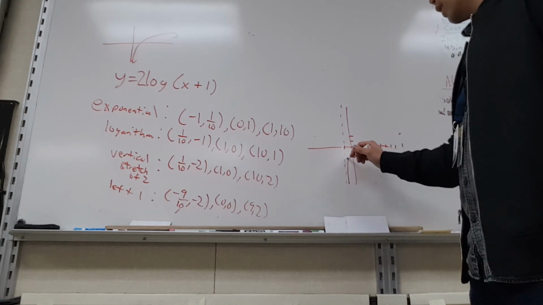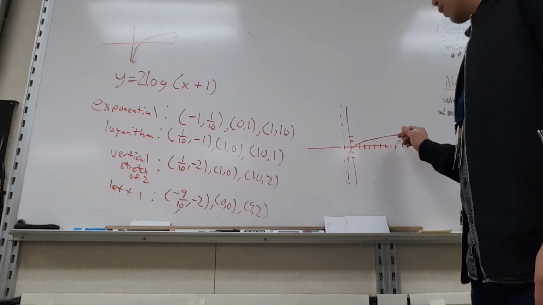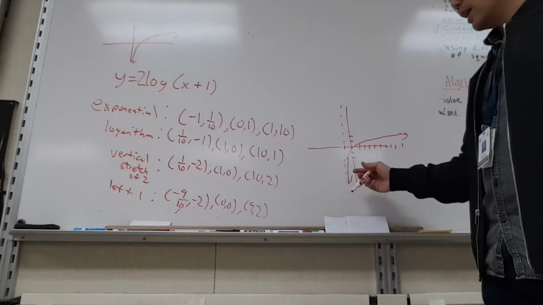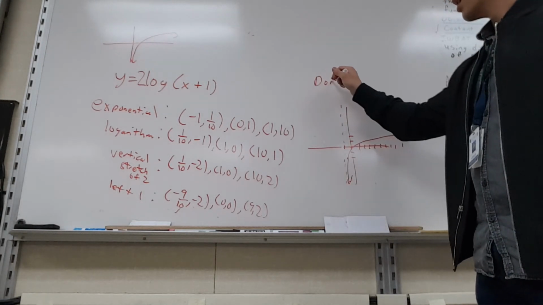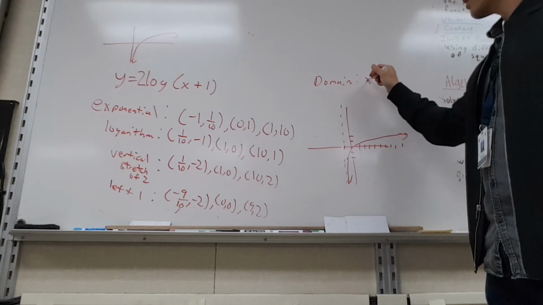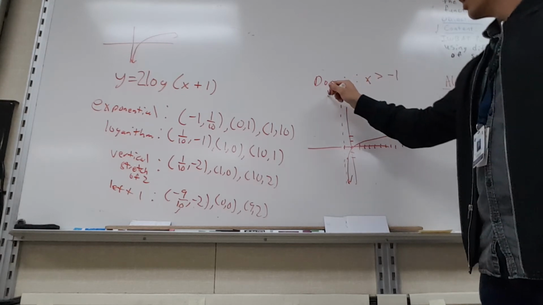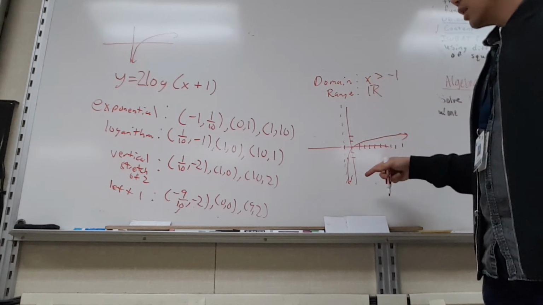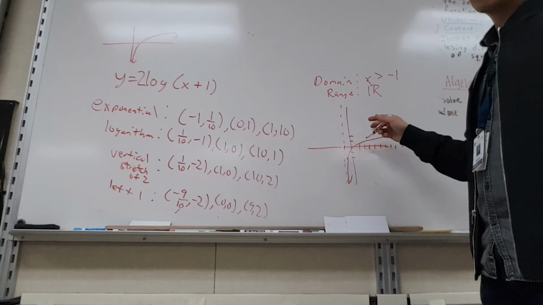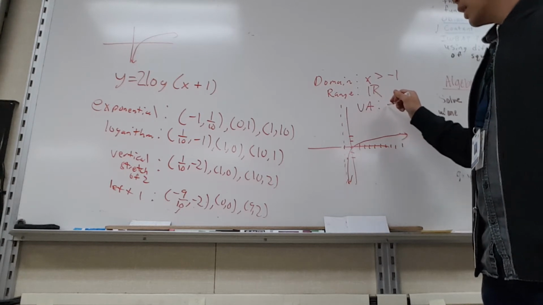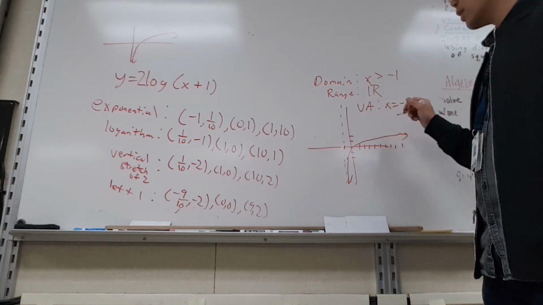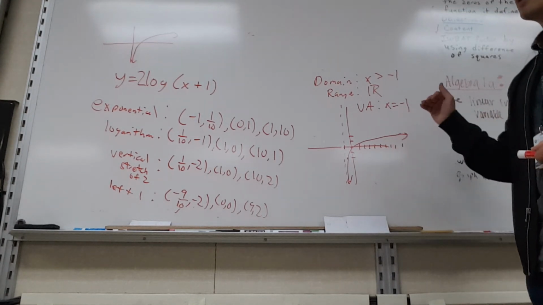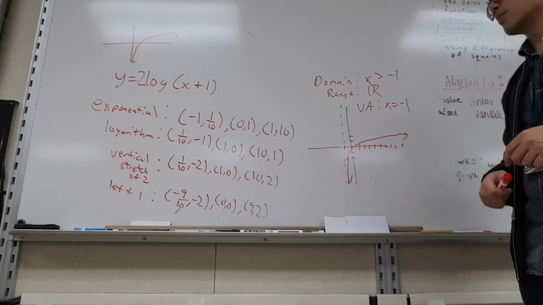And so your logarithm graph looks like that. And so your domain here is x is greater than negative 1. The range is all real numbers. And then your vertical asymptote is x is equal to negative 1. So remember, your logarithm will always have a vertical asymptote. The exponentials will always have a horizontal asymptote.